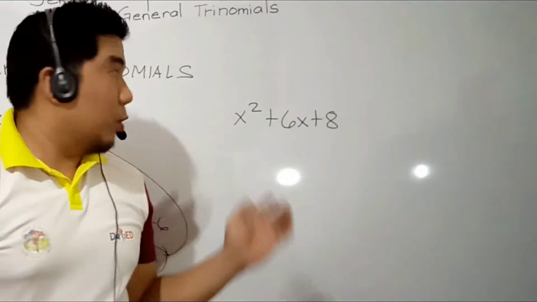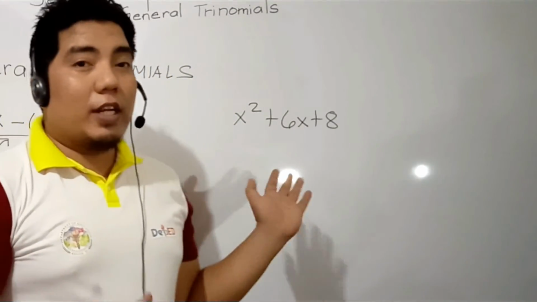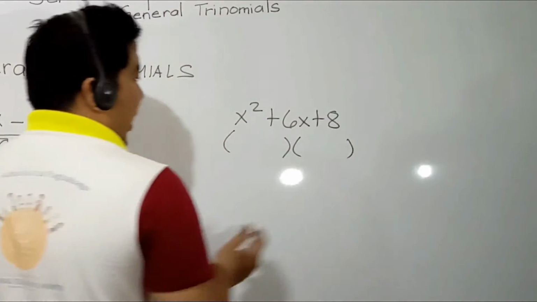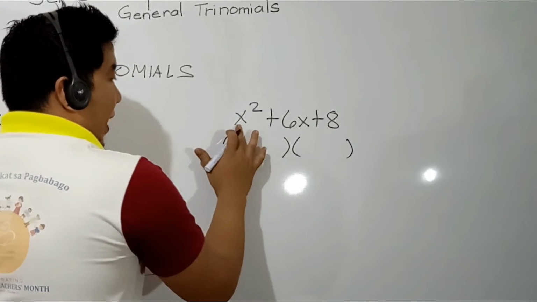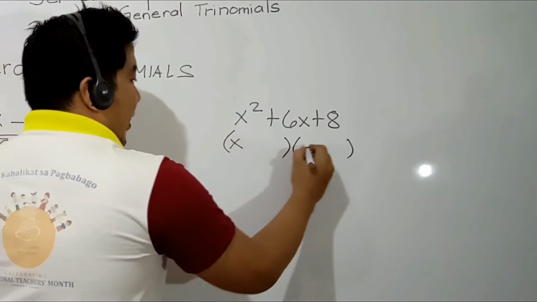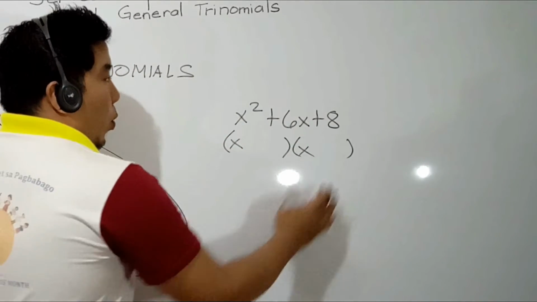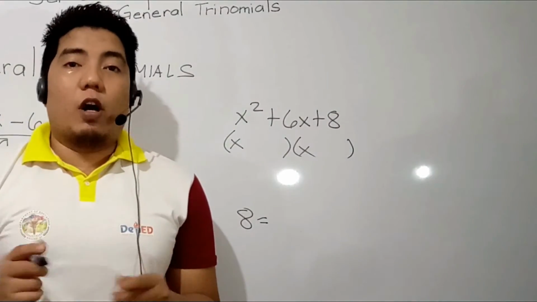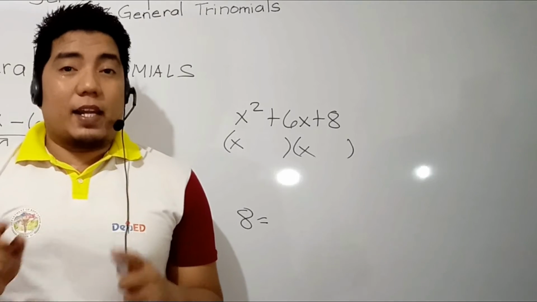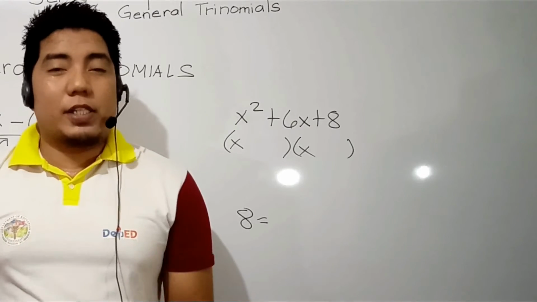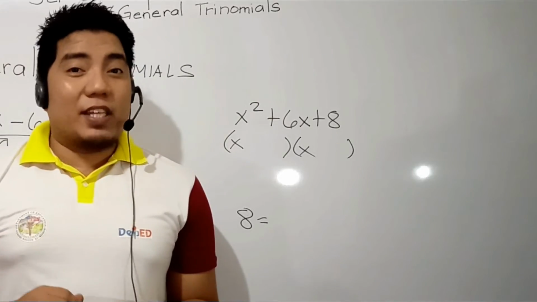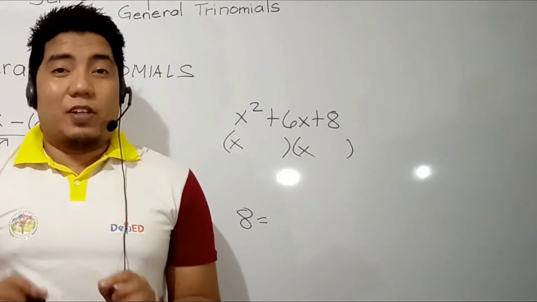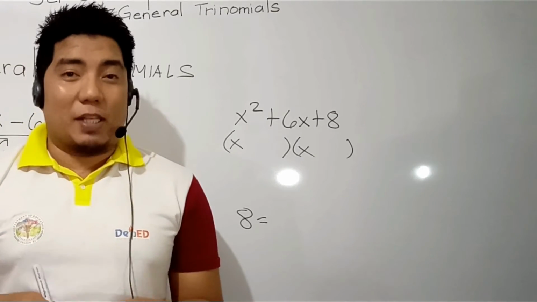Okay, now let us go to our second example. What we will do here is the same as what we did earlier. We make two quantities, okay? And then we have the factors for the first term, x squared, we have x and x. Okay, and then we factor positive 8. Now, remember, if we are talking about positive, positive is a result from two positive numbers and two negative numbers. Now, I will give you a simple secret. If your middle term is positive, do not ever consider the negative pairs. You just use the positive pairs.